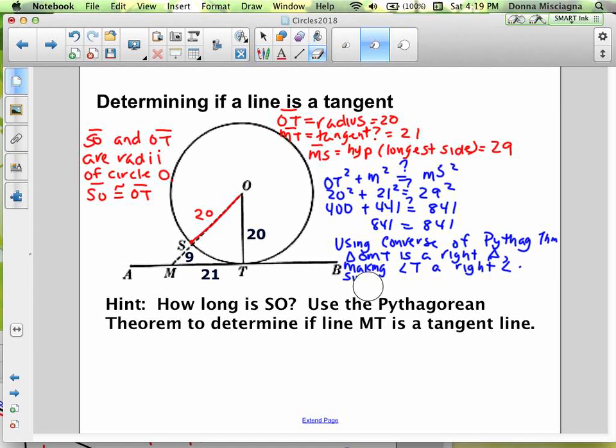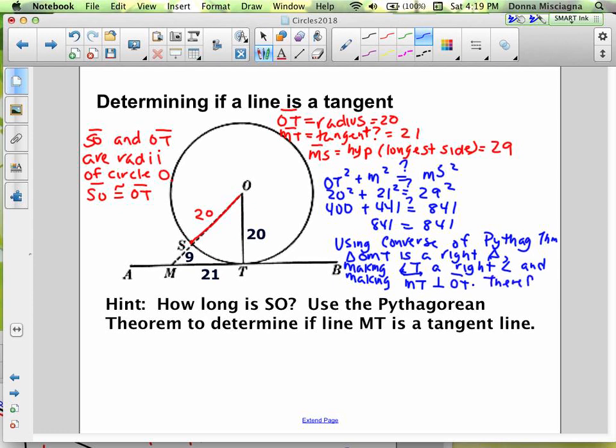Actually, I'll just make this one real sentence. And making MT, the line MT, perpendicular to line OT. Therefore, MT is a tangent. And since MT keeps on going, we'll use the line symbol. We have segment MT that we used to do the converse of the Pythagorean theorem with.